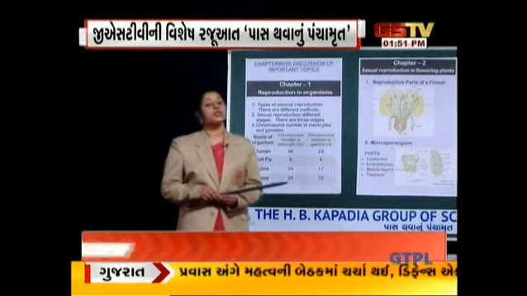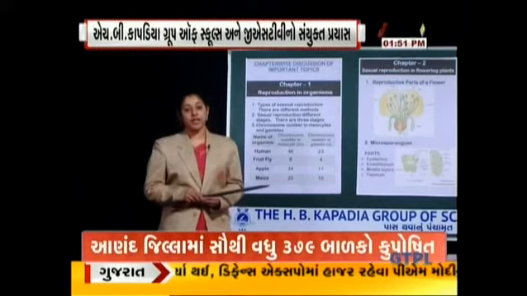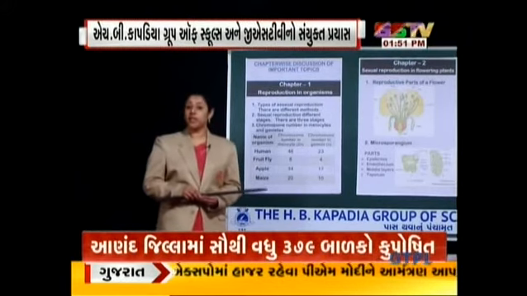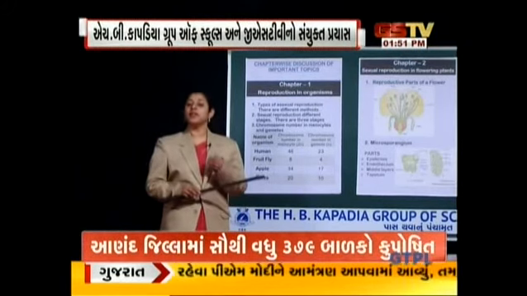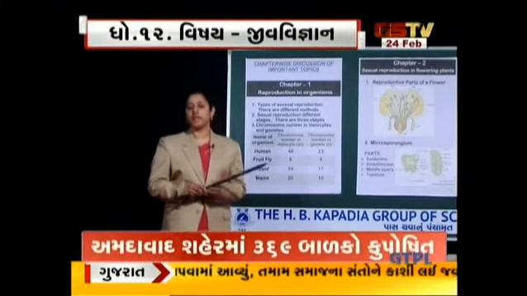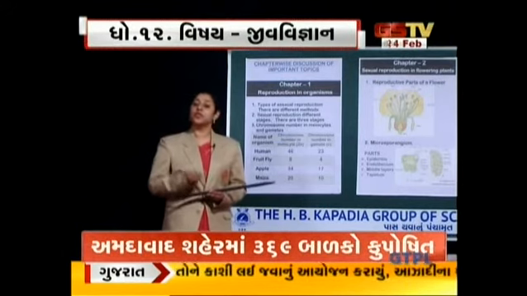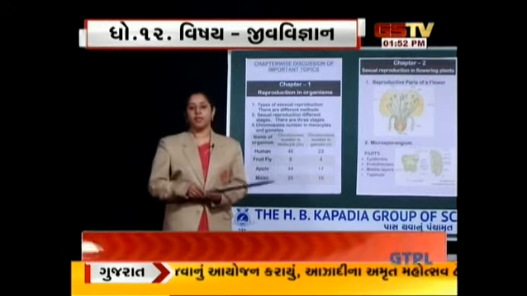So, sexual reproduction consists of basically three stages. The first one is pre-fertilization. That means the events taking place before fertilization. You know what fertilization is? Fertilization means fusion of male and female gametes.